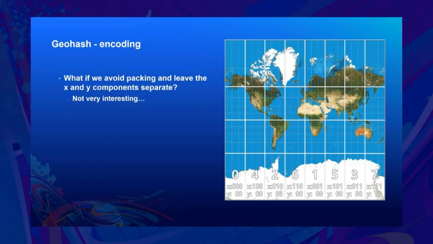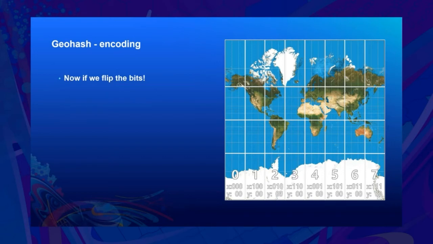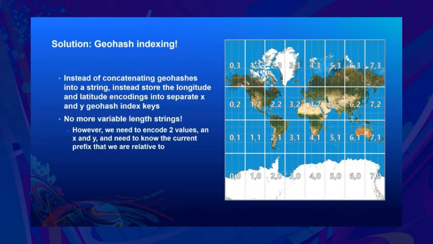But what if we actually avoid this final step and leave the x and y components separate? Well, on first look, it's not very interesting, right? We get 0, 4, 2, 6, 1, 5, 3, 7. It's not very easy to make any kind of statement about these, right? It's not very useful. But an astute observer here might look now at the x bits in particular, and you'll notice something interesting, which is that if we simply flip the bits here, we get something that's actually quite nice. We get 0, 1, 2, 3, 4, 5, 6, 7. Okay, awesome. This is something we can actually use, right?